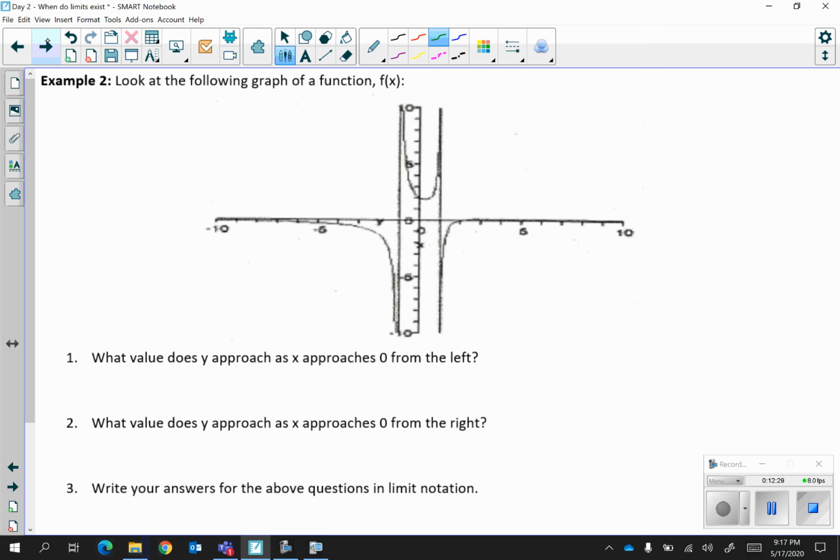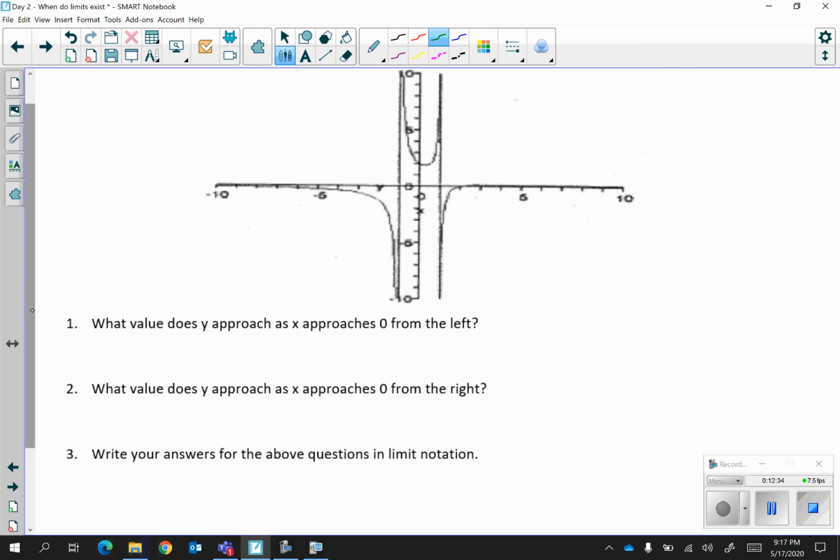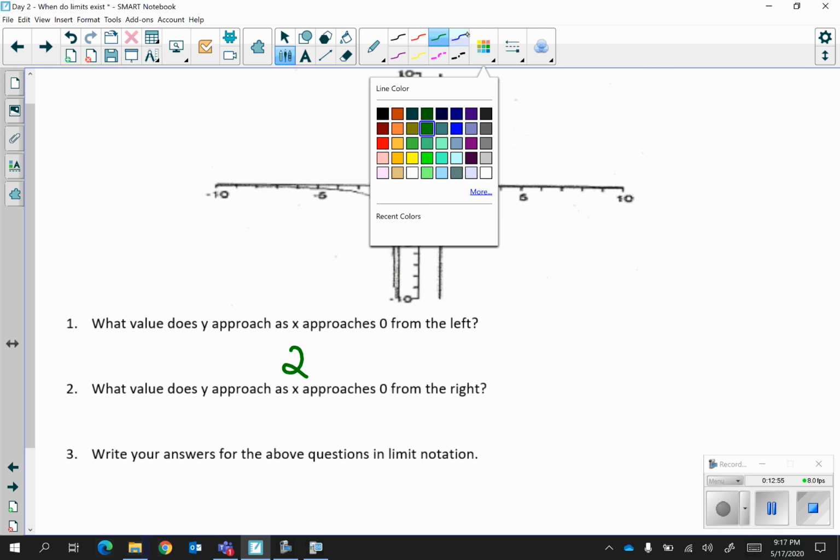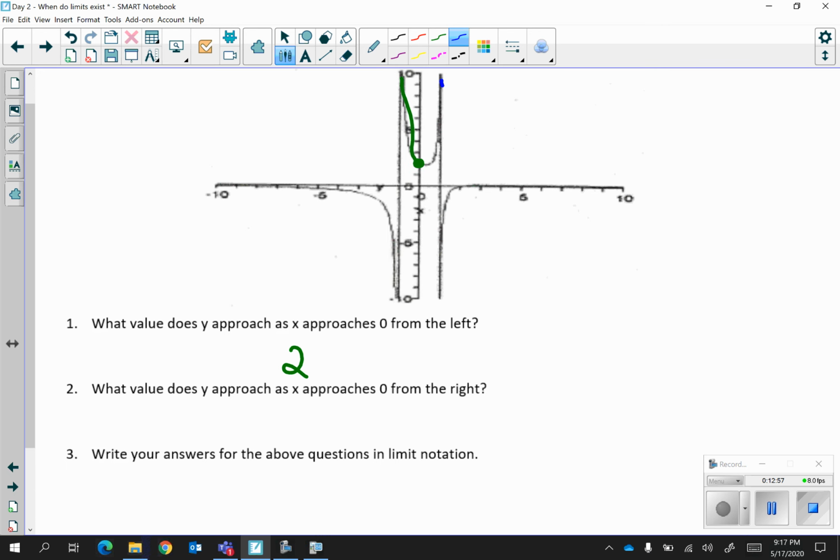Let's try a few more. So now let's look here. We're looking specifically as x approaches 0. So we're looking at your y-axis. Now, we're talking about from the left. As you come from the left side of the graph, that's over here, when you get to 0, we're approaching 2. As you come from the right side of the graph, I'm still going to get 2.